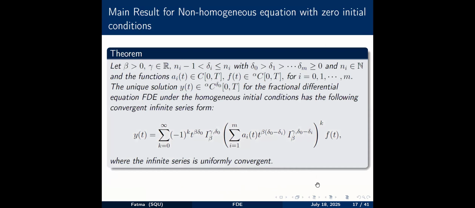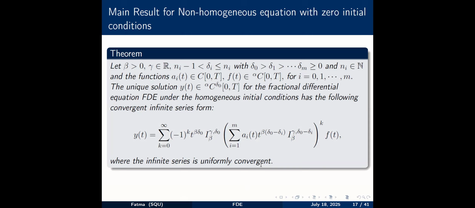Here is the main result for the first part. This one is the theorem for the non-homogeneous equation with 0 conditions. So if we assume that these conditions are satisfied and y of t belongs to this space, then the fractional differential equation under these conditions has a unique solution, given by a convergent infinite series, where the infinite series is uniformly convergent.